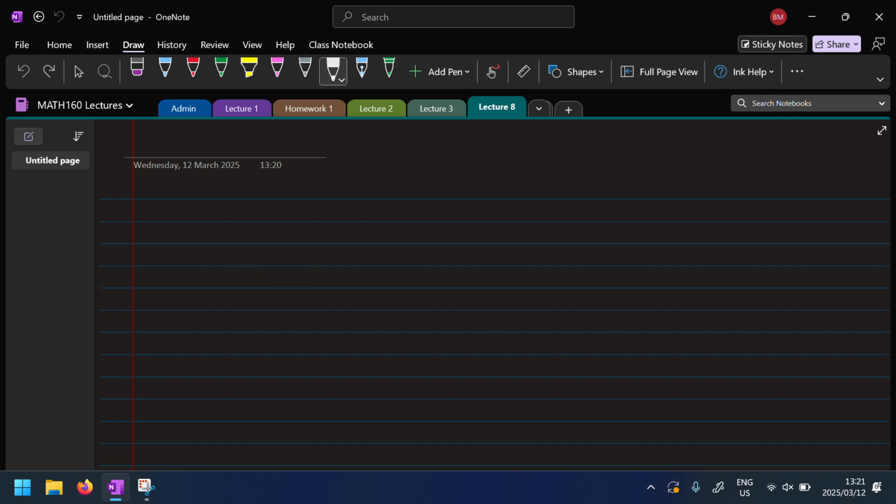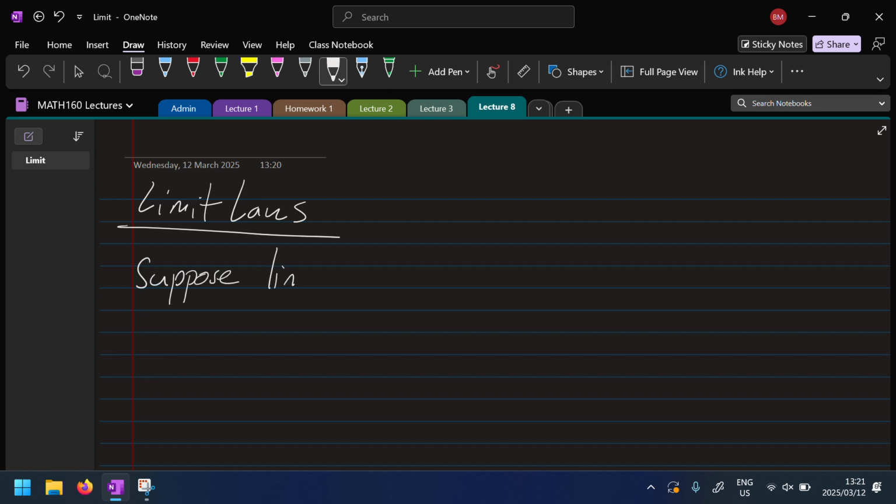Okay, limit laws. Suppose that we have the limit as x goes to a of f of x, and the limit as x goes to a of g of x exist. Okay, we know what that means. For a limit to exist, the left and the right limits must agree.